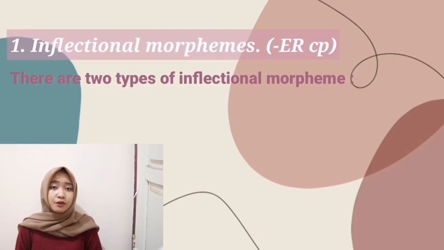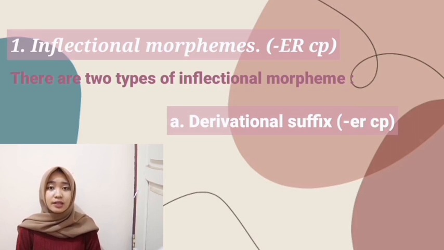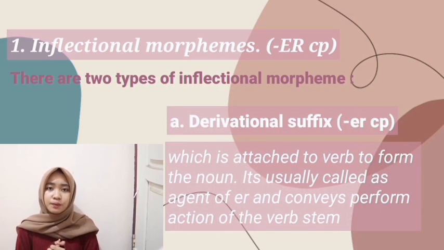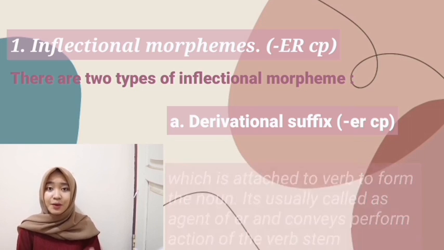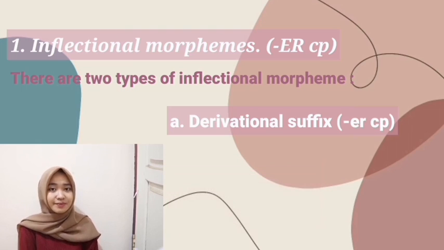There are two types of inflectional morphemes. The first one is the derivational suffix er. This is attached to the stem of verbs, and it is usually called the agentive er, and it conveys the performer of the action of the verb stem. For example, from hunt to hunter, and from fish to fisher.